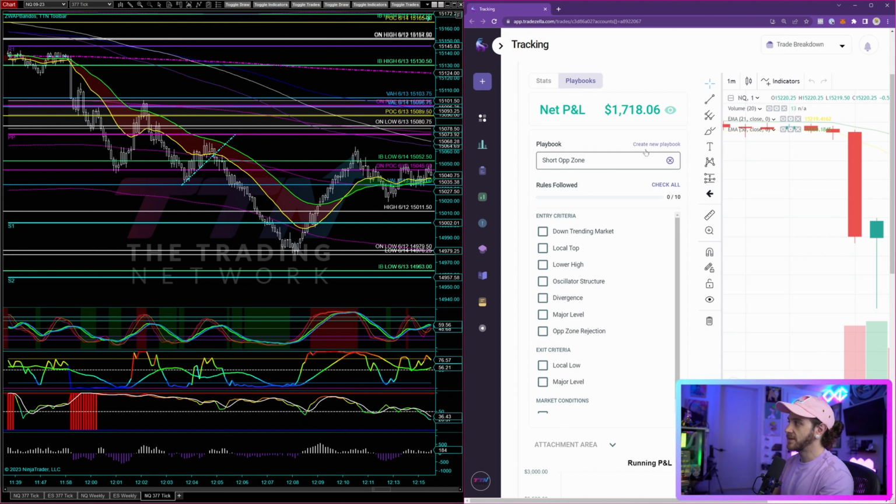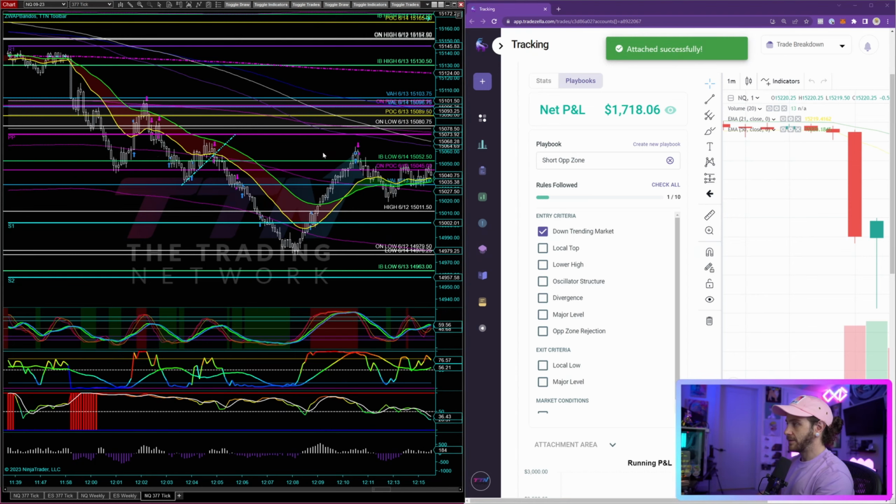So this specific playbook play is one that I teach within our Fundamentals of Futures Trading course. It is the short opportunity zone trade. Now, the technical criteria that make up a short opportunity zone, or an A+ short op zone, are: first, we must have a downtrending market, which we do indeed. So we're going to go ahead and check that.